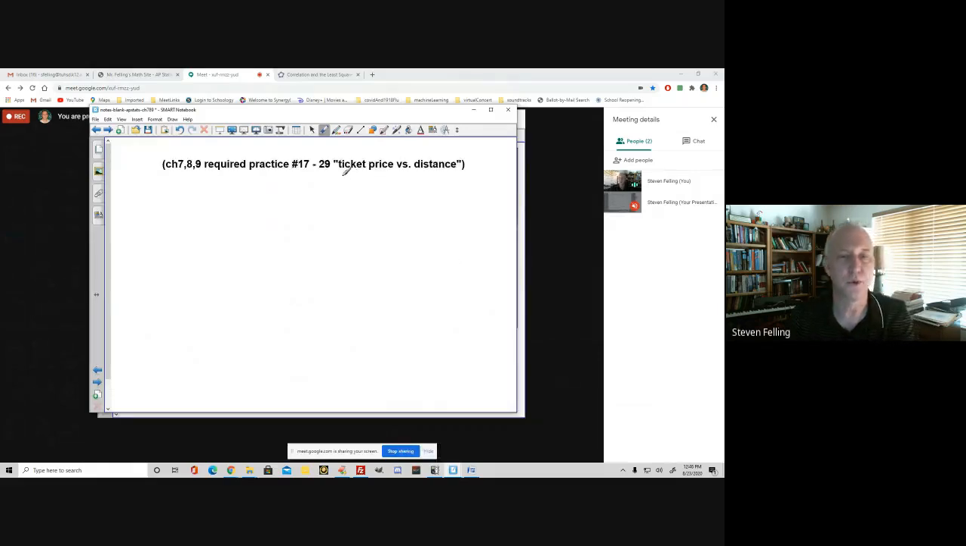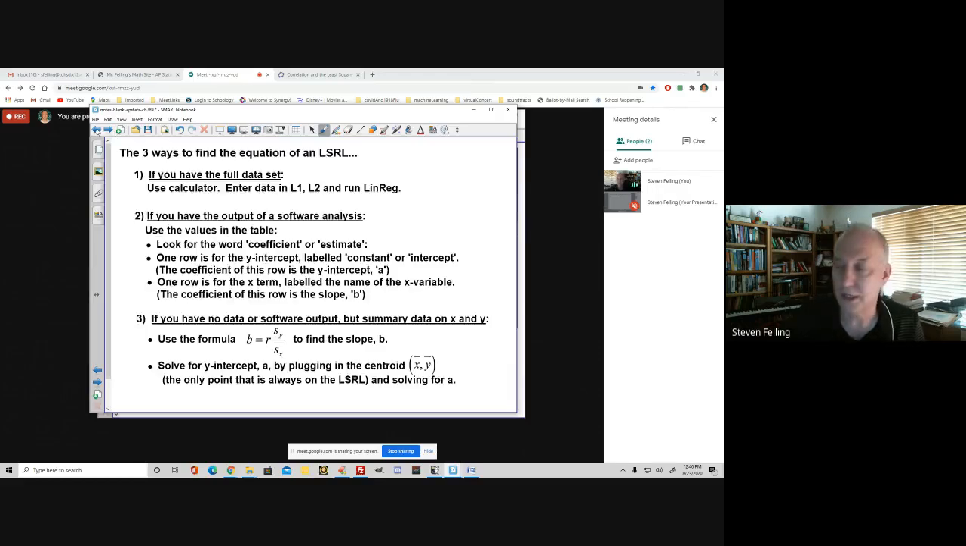And typically at this point, we would do the ticket price versus distance problem. I'm not going to do that in this video. But I do want to highlight that that means that now we've covered 3 different ways to find the equation of an LSRL. If you have the full data set, you can use your calculator. You know, enter the data, run linear regression. If you have the output of software, you can use the table, right? If you have no data or software, but you have the summary data, you need to have the correlation coefficient and the mean of the x and y and the standard deviation of the x and y. Then you can use the method we just did in problem 1. So there's 3 different ways that you can use to find an LSRL.